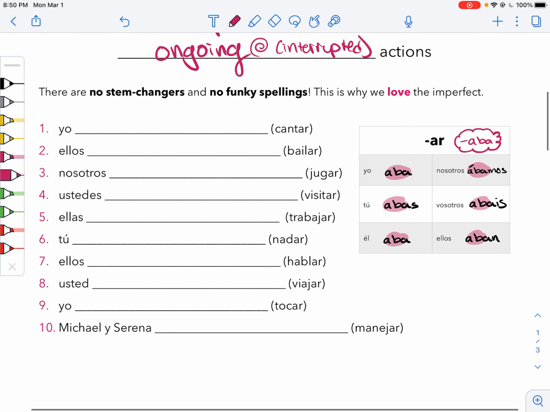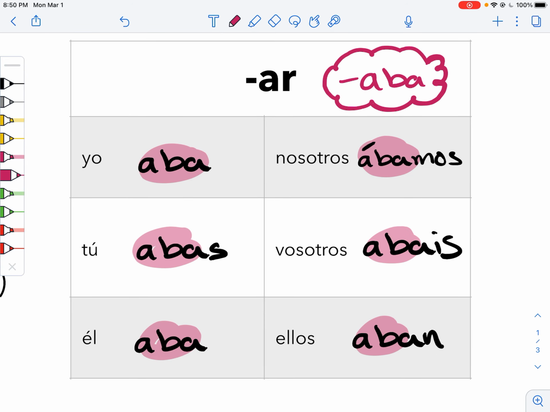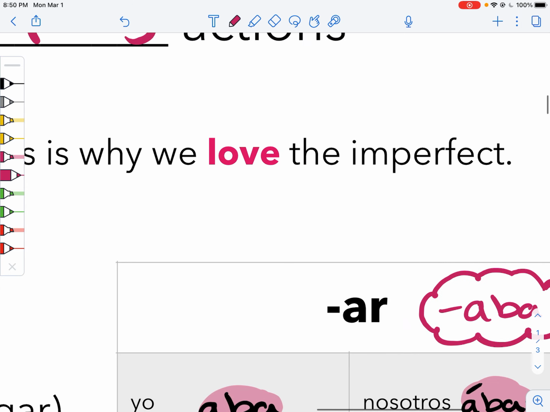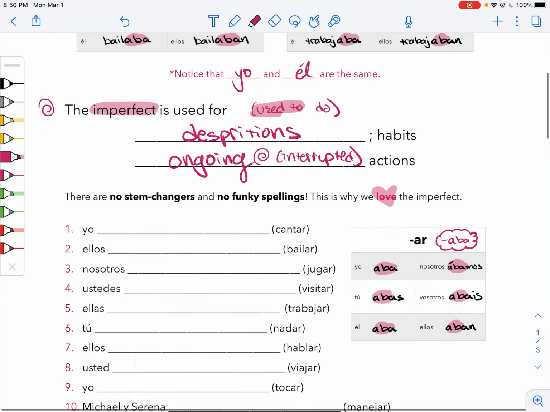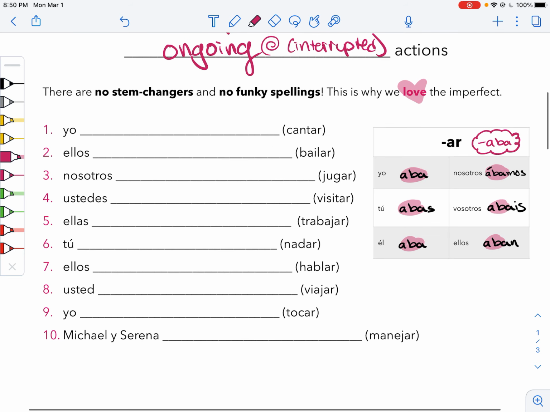And that's it for every single AR verb. This is all you ever need for literally every AR verb ever. So that's super exciting. There's no stem changers. There's no weird verbs. Nope. That's it. Isn't that great? So that's literally everything you need to know about AR verbs, and that is why we love the imperfect. Okay, so go ahead and take some time with your conjugation chart. Try to plug these guys in.